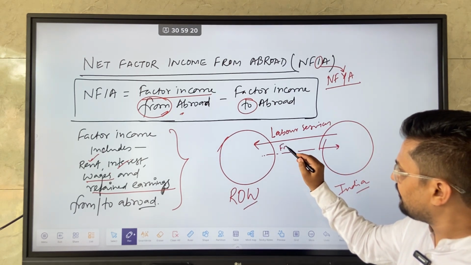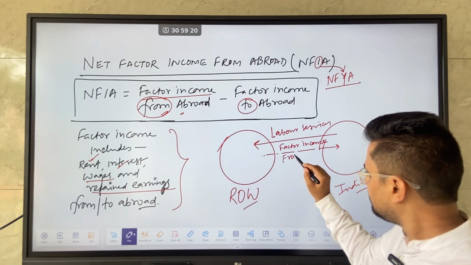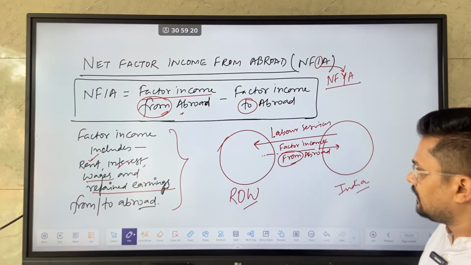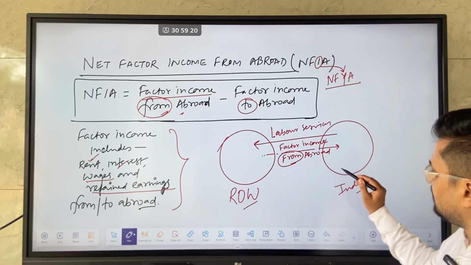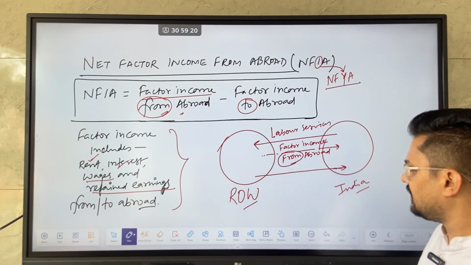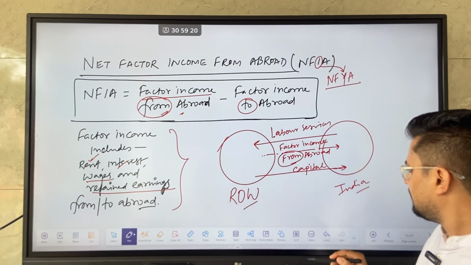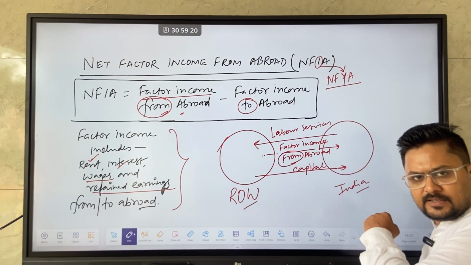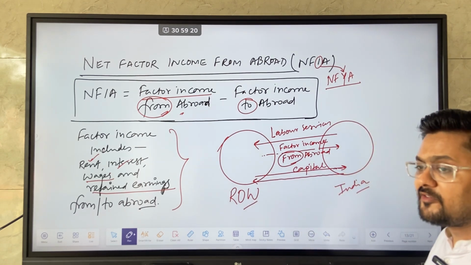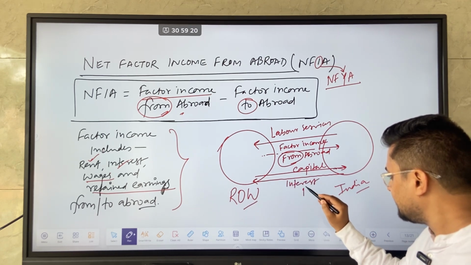This is an example of factor income from abroad. So you have to note this from. Now, similarly, suppose there is a service, maybe capital. Let's take an example that capital is provided by the rest of the world to India. The remuneration for capital is payment of interest. It can be in the form of borrowings by India from the rest of the world. So interest is paid.